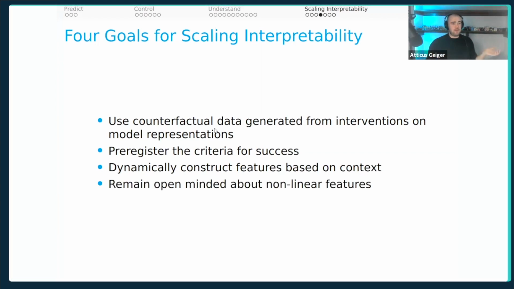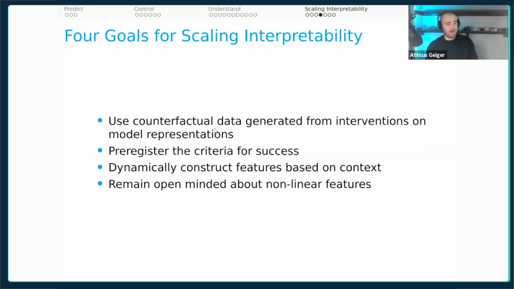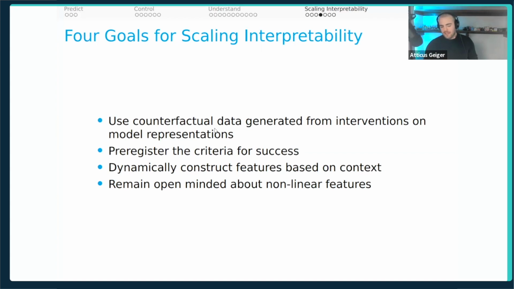And finally, I think we should remain open-minded about nonlinear features. I don't think everything has to be linear in a highly nonlinear model. We can get a lot of purchase out of the assumption that linear features are there and useful, but that doesn't mean we should be ideologically committed to that.